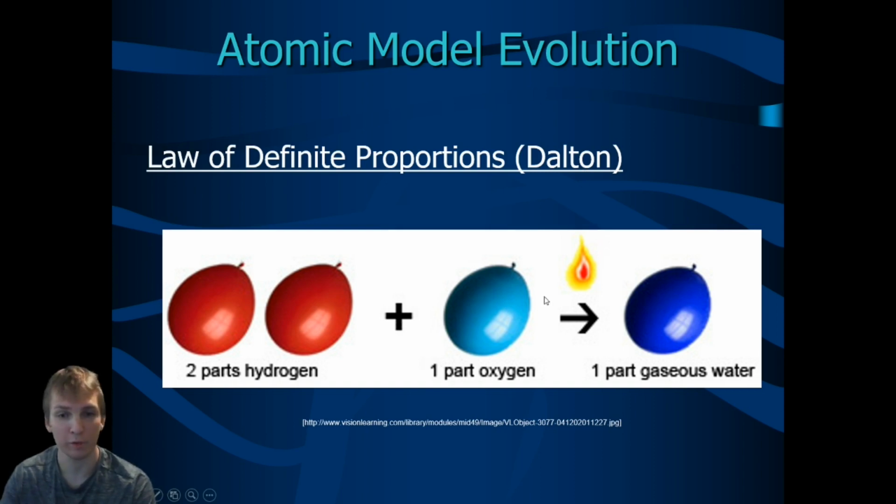Okay, so we know the formula for water is H2O, and that is because we have exactly 2 parts of hydrogen and 1 part of oxygen. You can't throw in a third part of hydrogen and then expect it to end up inside of the water. It's not H3O, right? It's H2O. It's always going to be like that. So the definite proportions means that whatever you put in is whatever you get out.